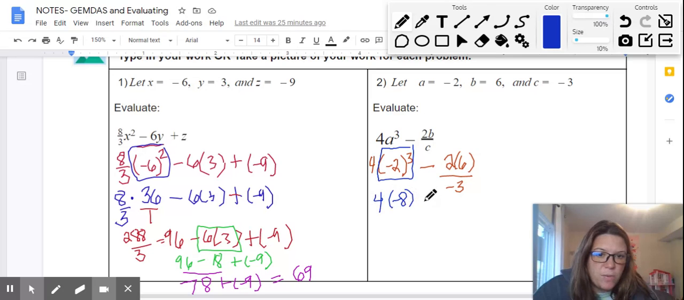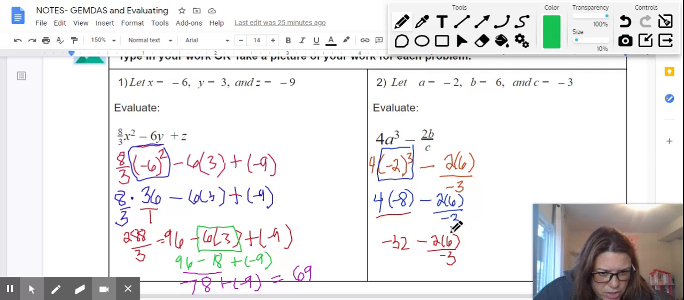And I'm going to multiply that by 4 minus 2 times 6 divided by -3. All right, so I've got this multiplication and division thing over here. This is also multiplication, so I could do that one first because it comes first in the problem, right? So -32 minus 2 times 6 divided by -3. All right, and now I'm going to do multiplication. So I'm going to do 2 times 6, which gives me 12, divided by a -3, which gives me a -4.